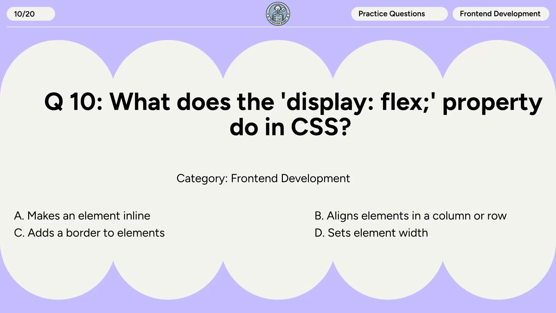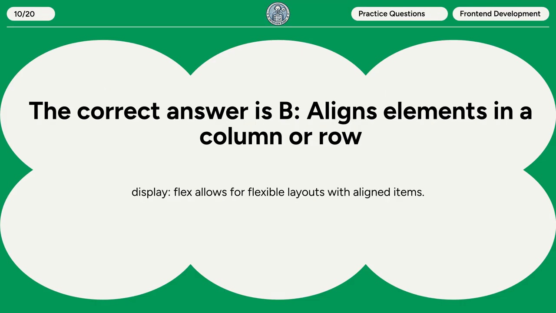Question 10. What does the display flex property do in CSS? A. Makes an element inline. B. Aligns elements in a column or row. C. Adds a border to elements. D. Sets element width. The correct answer is B. Aligns elements in a column or row. Display flex allows for flexible layouts with aligned items.